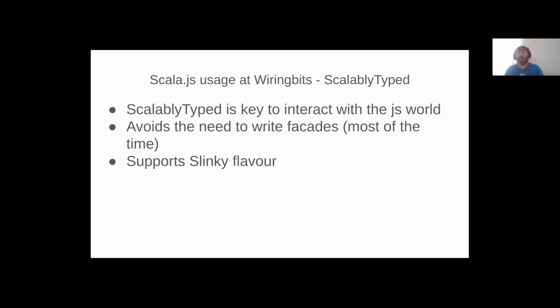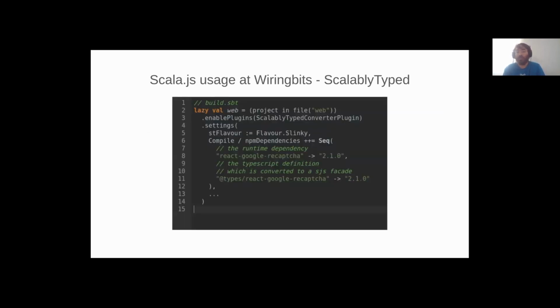Before, I mentioned that you need to write some kind of compatibility layer or facade for interacting with JavaScript libraries. Well, Scalably Typed can take the TypeScript definitions and translate those to a Scala.js facade or definitions. And it already supports the Slinky flavor, so that it outputs something that can be used directly from Slinky.